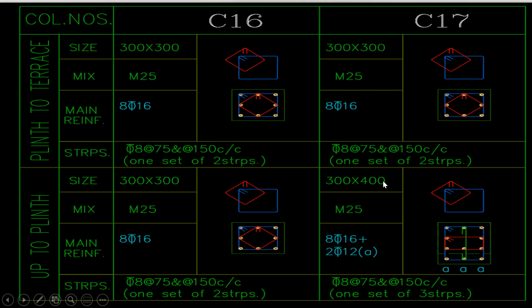Look at this. Here you need to provide a 300 mm by 400 mm column. You have to make use of M25 grade. Again, you have to provide 16 diameter 8 bars, and you have to provide 12 diameter 2 bars. And the letter A represents where exactly you need to provide that 12 diameter bar.